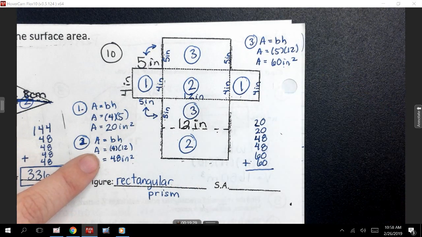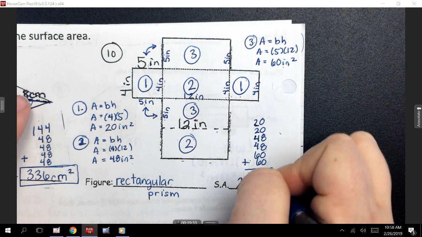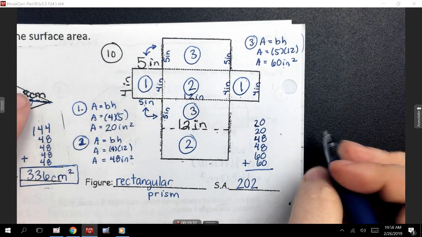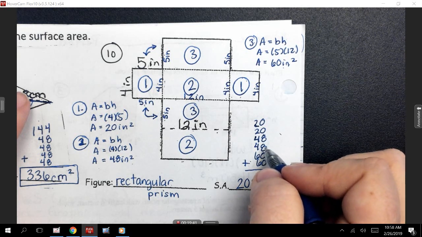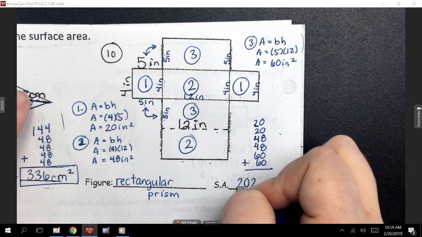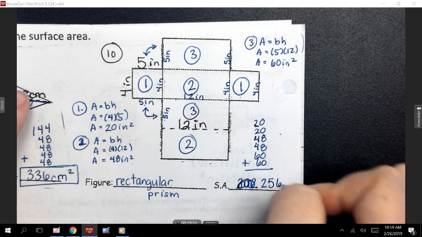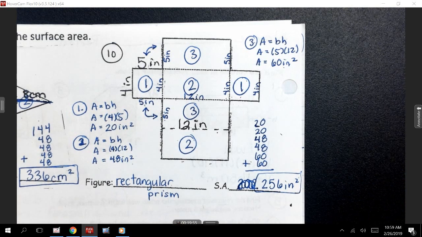So what do I get when I add all those up, Tony? 202. Y'all agree? No. Okay. What did you get, Javon? 256. I think we might have left out some 48. So try typing that in one more time for me. 256. Do you agree with that? Yes. Okay. So 256. We got to be careful when we're typing them in. It's really easy to miss a number or to type it in wrong. Okay, inches squared.